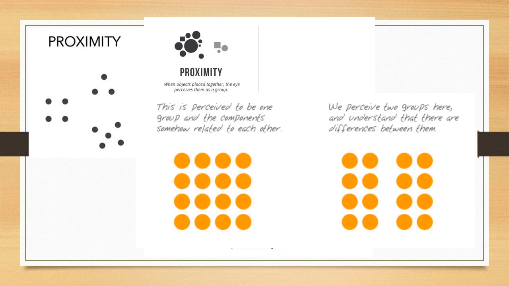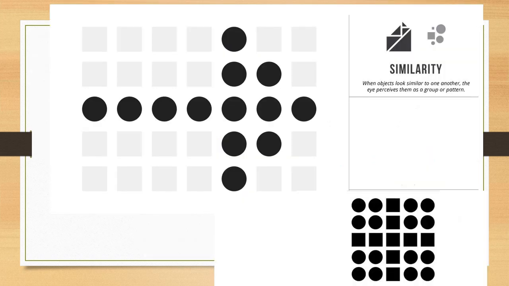Proximity, again, the closer things are together in groupings, we see that they're related to each other. And if we split the group up, we suddenly see 2 groupings. And similarity. In these particular images here, you can see that things that are similar want to be grouped together.